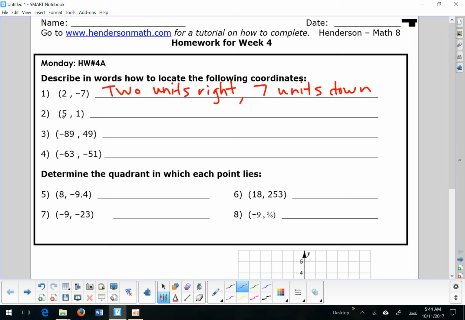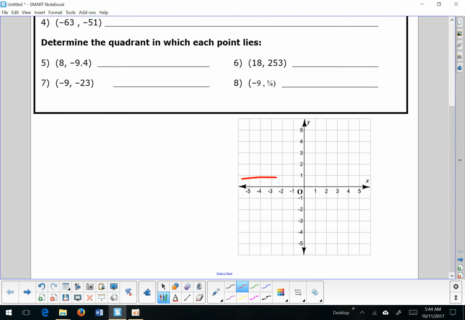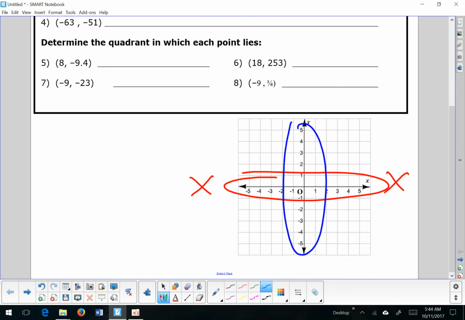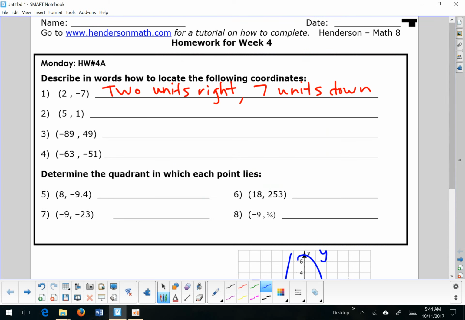For number 2, the x-coordinate is positive, so we would move to the right. The y-coordinate is positive, so we would move up. Remember your axes. X is horizontal, left to right. Y is vertical, up and down. So here I would write 5 units right, or 5 units to the right, and 1 unit up.